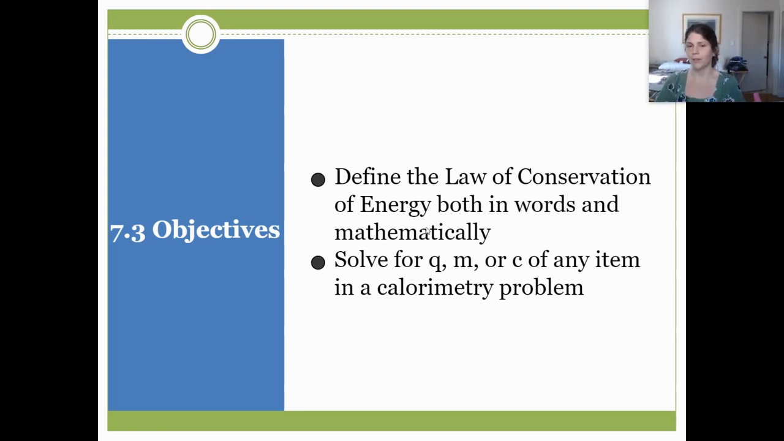So we're going to define the law of conservation of energy and then solve for Q, energy, M, mass, or C, that specific heat constant, which for water is always 1, but we can solve for it if it's unknown in a calorimetry problem. This is where we will be all week.